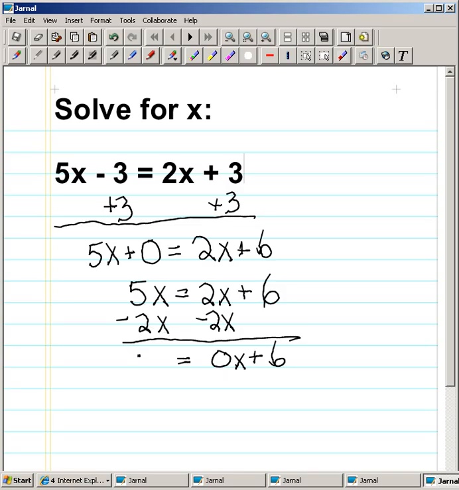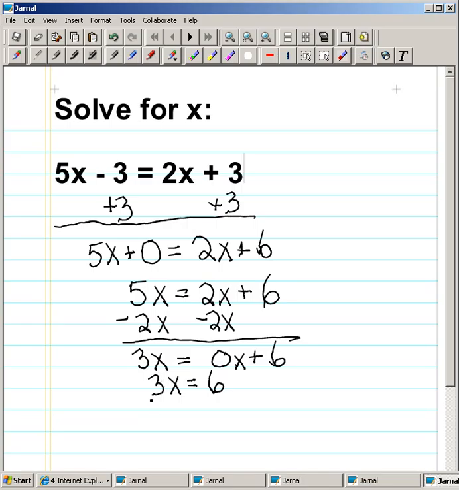And 5x minus 2x leaves me with 3x's. We know that 0 times any number is 0. So 0x is simply just 0. And simplifying this expression on the right-hand side would be 3x equals 6. The last step in solving this problem is to get this to be 1x.